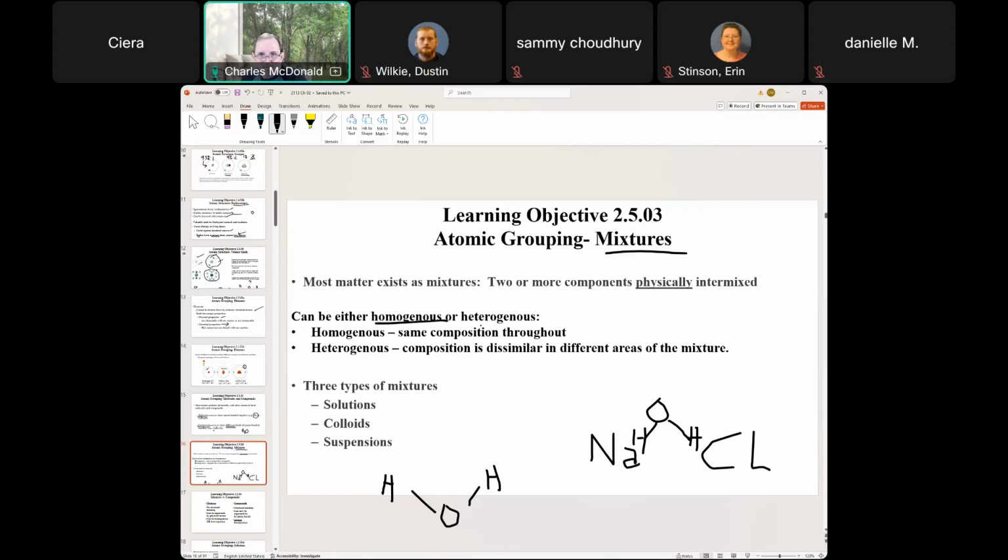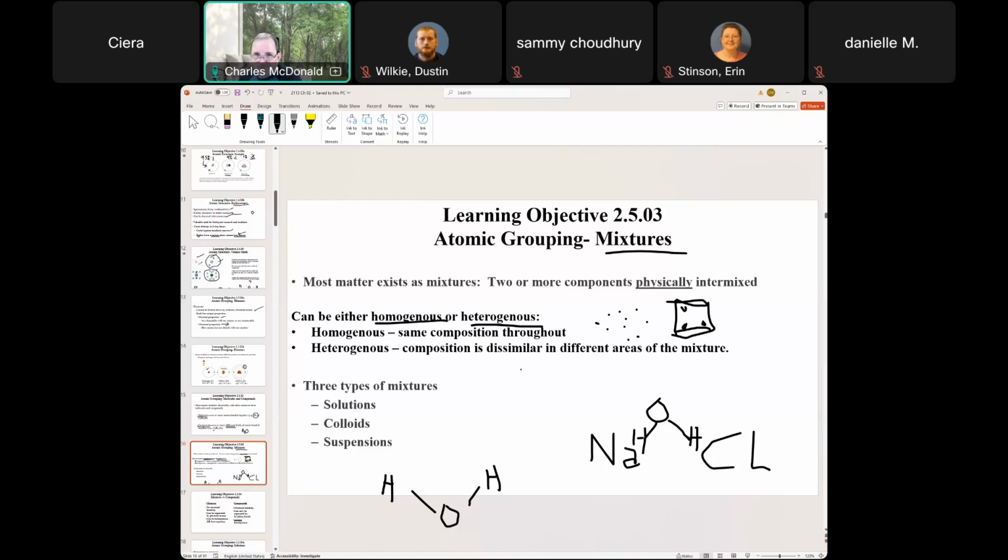Now, mixtures can be one of two kinds, homogeneous or heterogeneous. So if you were to take a glass and dip it in the ocean, you would not be able to see the salt. The salt doesn't fall to the bottom. You know, it's mixed in there and it's basically evenly spread apart. So you're going to have the same amount of salt no matter if you were to take a drop from here or here or here. That's homogeneous. It just means it's evenly distributed.